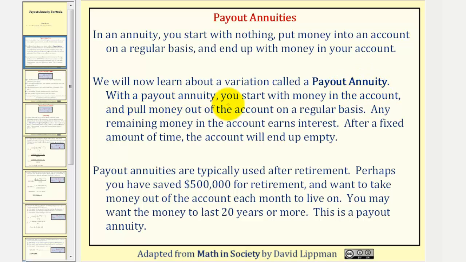With a payout annuity, you start with the money in the account and pull money out of the account on a regular basis. Any remaining money in the account earns interest. After a fixed amount of time, the account will end up empty. Payout annuities are typically used for retirement. Perhaps you have saved $500,000 for retirement and want to take money out of the account each month to live on. You may want the money to last 20 years or more. This is a payout annuity.